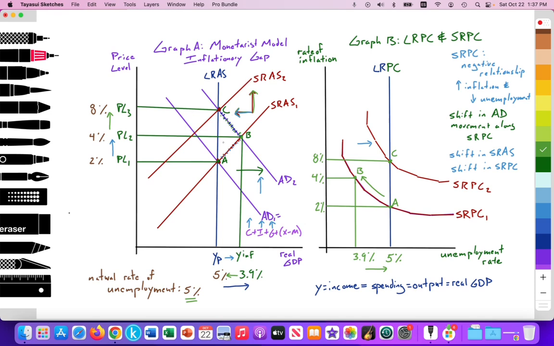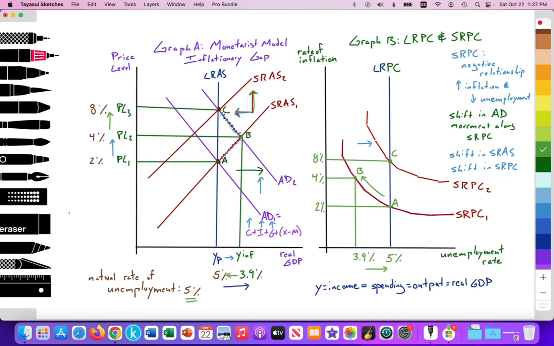In graph A, we have two downward sloping aggregate demand curves labeled AD1 and AD2, equal to the sum of consumption spending, investment spending, government spending, and exports minus imports. It's downward sloping due to the wealth effect, the interest rate effect, and the international trade effect. And we have an upward sloping SRAS curve due to cost of production being held constant in the short run. As the price level rises, the profit margin for firms increases, thus incentivizing them to increase the quantity of aggregate supply. In graph B, we have a downward sloping short-run Phillips curve that illustrates that there's a negative relationship between inflation and unemployment.